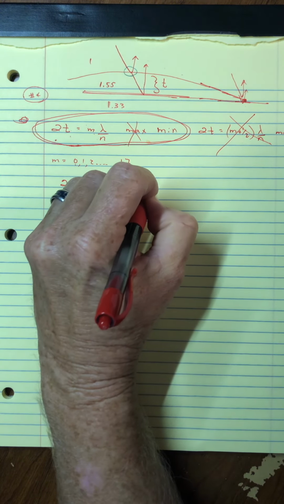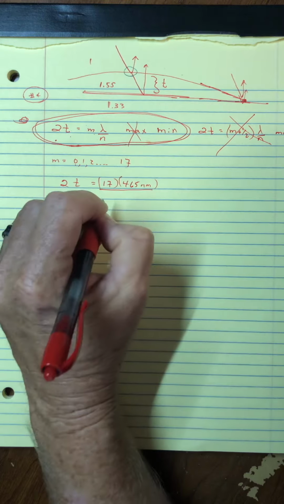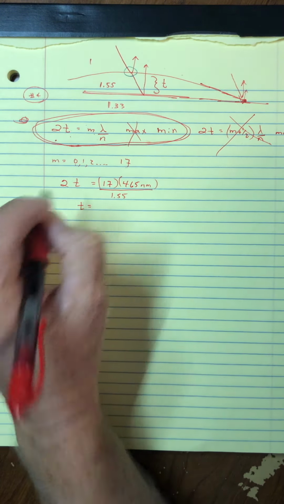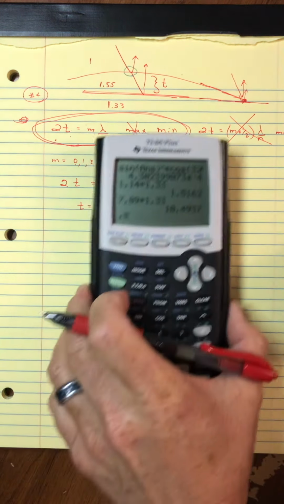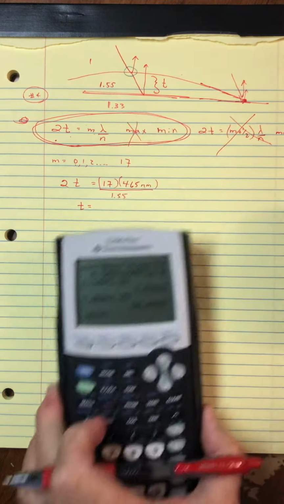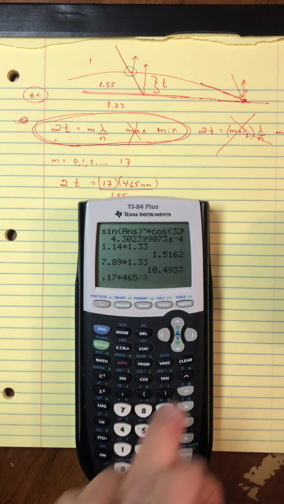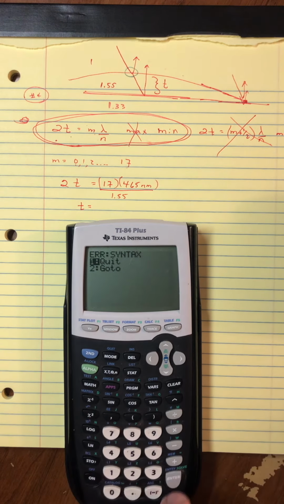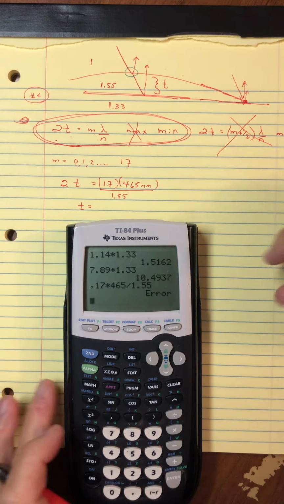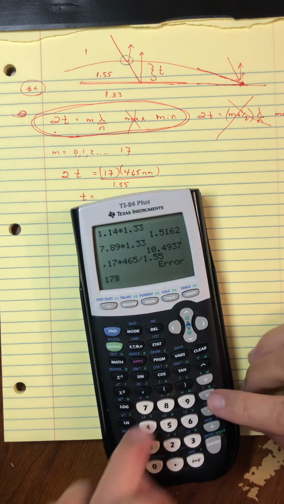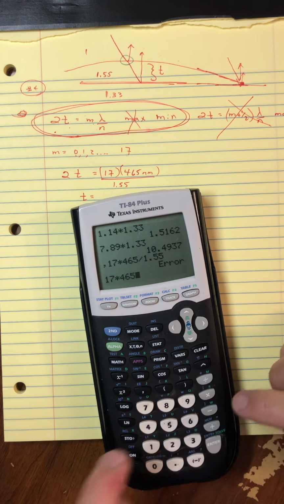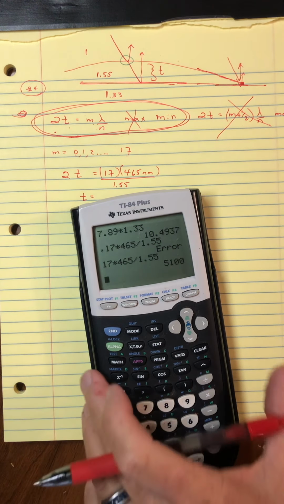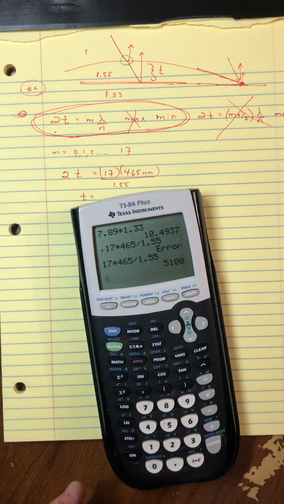And now we can solve for the thickness because we know the wavelength, 465, and I'm going to leave it in nanometers. And the index is 1.55. So here's the first part of this. This tells us the thickness. So 17 times 465 divided by 1.55. Oops, I must have hit something wrong. Oh, got a comma in there. Let's try that again. 17 times 465 divided by 1.55 gives me, looks like 1,500.